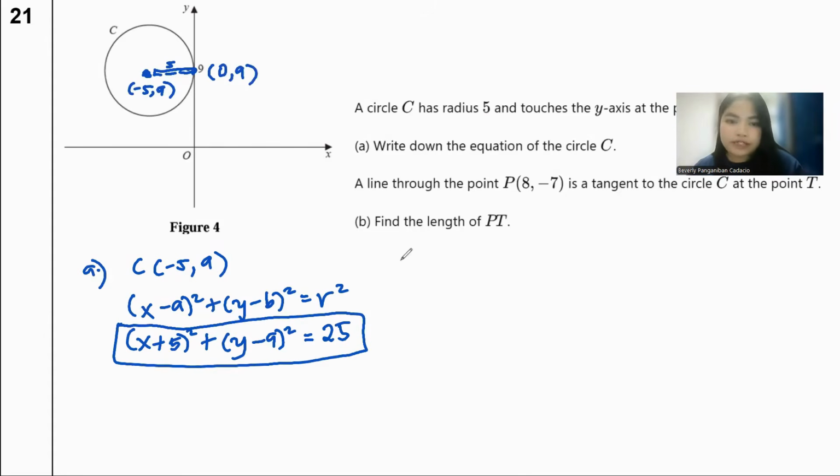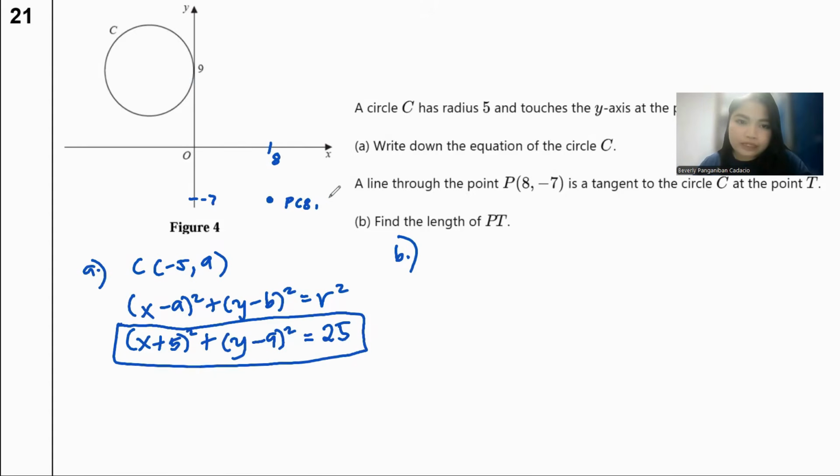Okay, now let's move on to letter B. This is a trickier question, so let me erase this drawing. I want you to visualize things here. Technically, I have a point, let's say, assuming this is 8 and this is around -7, then this is your letter P, (8, -7). It's asking to find the length of PT. The T is a point on the circle where it is tangent, passing through that P. So it can be from here to this one.